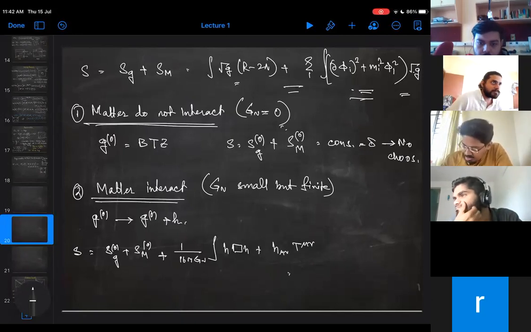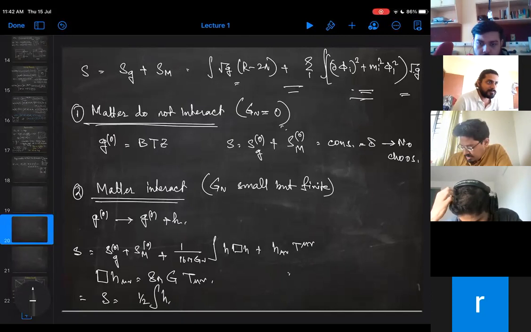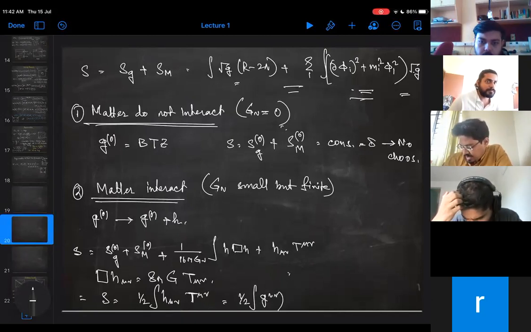Now we have to essentially solve this equation and go on shell. And the solution is very easy. It's nothing but the linearized Einstein's equation, G_mu nu equals 8 pi G T_mu nu. So when you put it back here, your action essentially becomes, I'm ignoring these constant pieces, H_mu nu T^mu nu. And if you write it on this background geometry, this essentially becomes some G square, h_uu dv v plus h_uu.